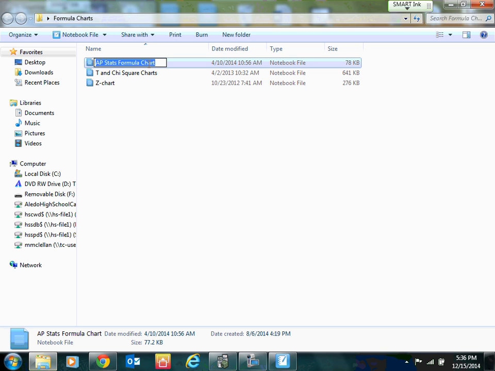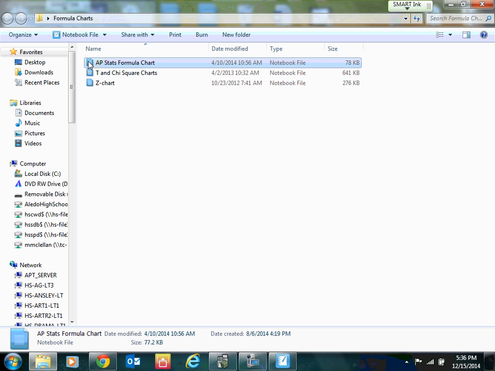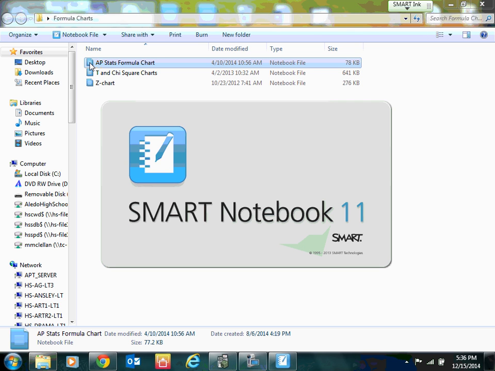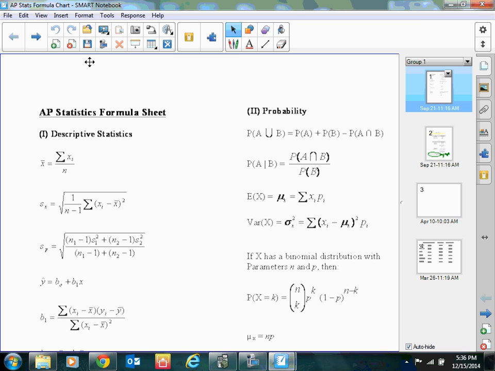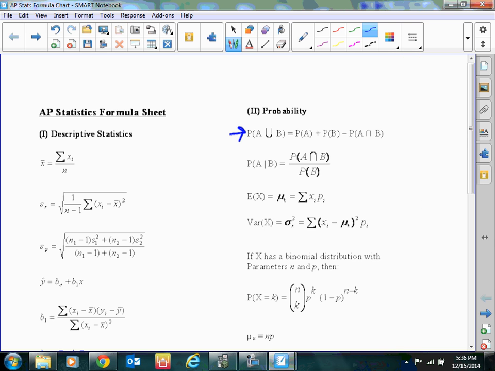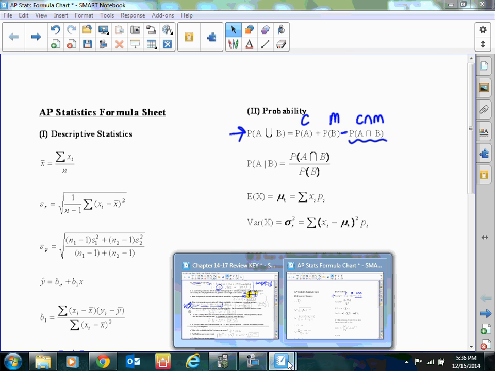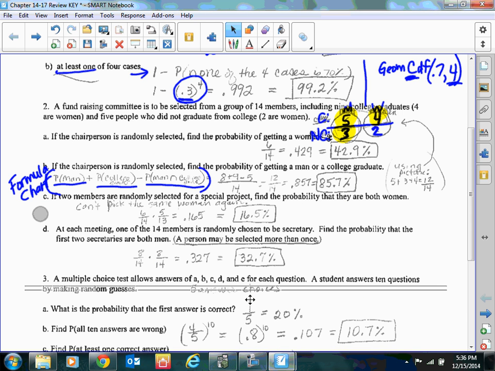Okay, so you can either draw yourself a picture for that, or you can take a look at the formula chart. Either way, okay, but here's where that is on the formula chart. It is this one right here. See, I did the probability of college plus the probability of man minus the overlap that got double counted, which was college and man. All right, next, C, 2 members are picked randomly for a special project.